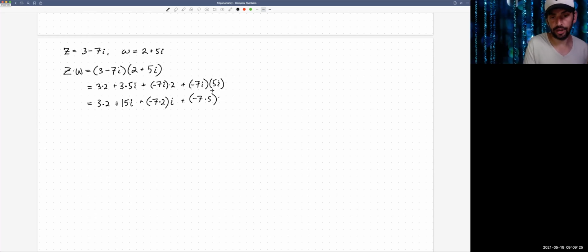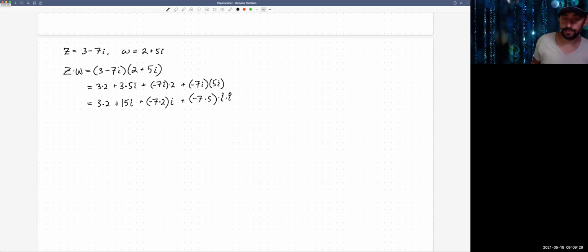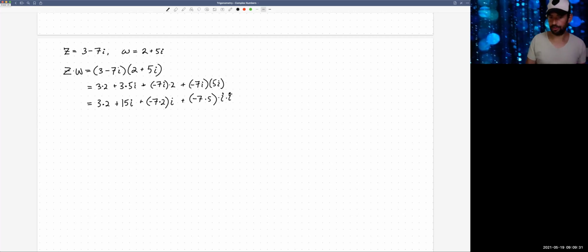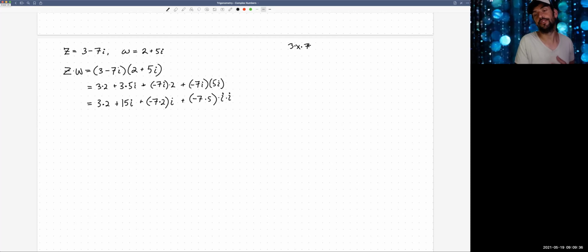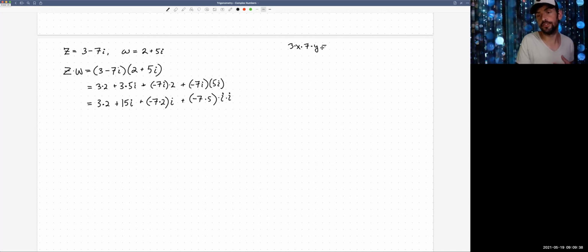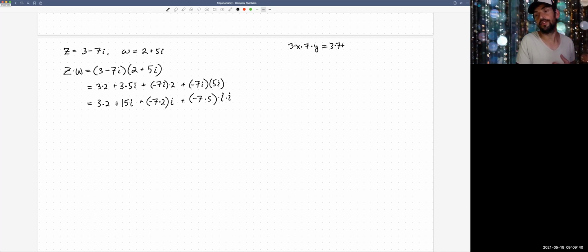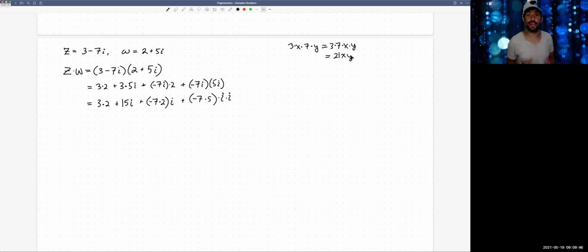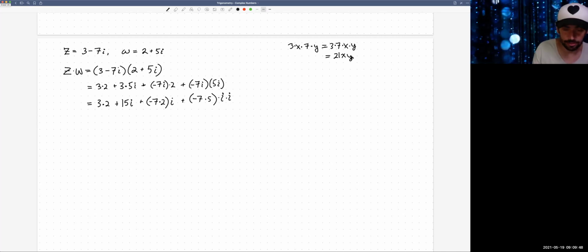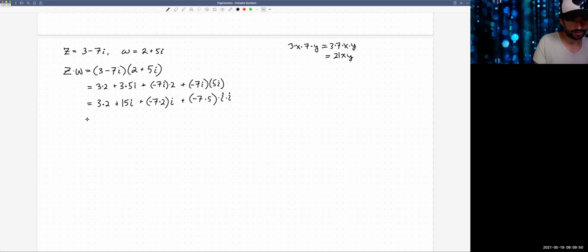And I also have an i from each, so i times i, right? This is just like you can rearrange: if I've got 3 times x times 7 times y, I can turn this into 3 times 7 times x times y, or 21xy, right? We can rearrange like that. We're doing a very similar thing here. Okay, so let's see where we end up.